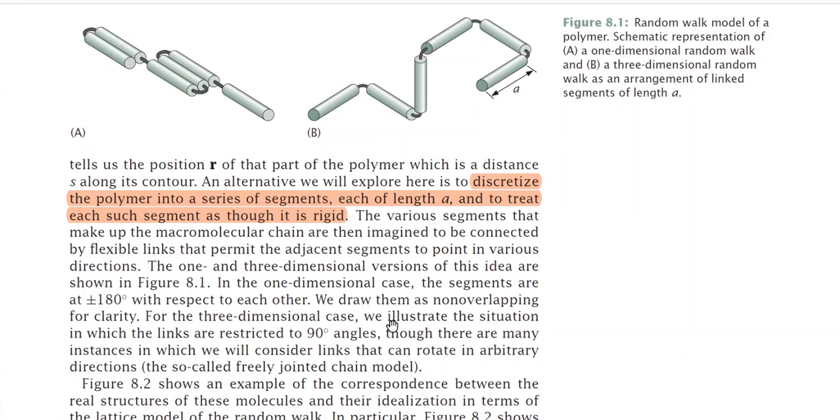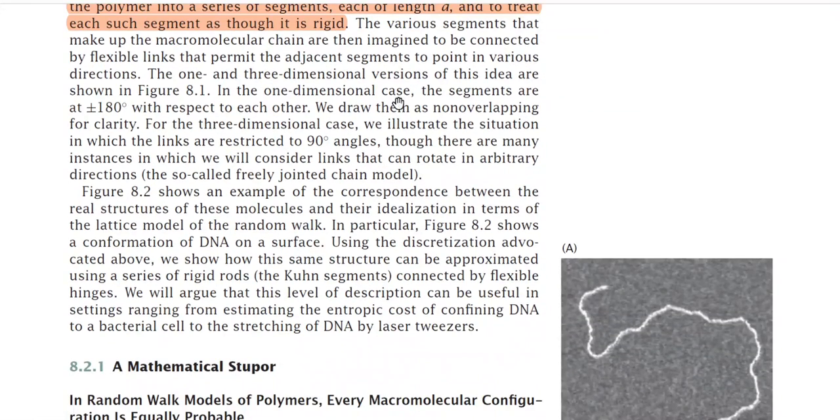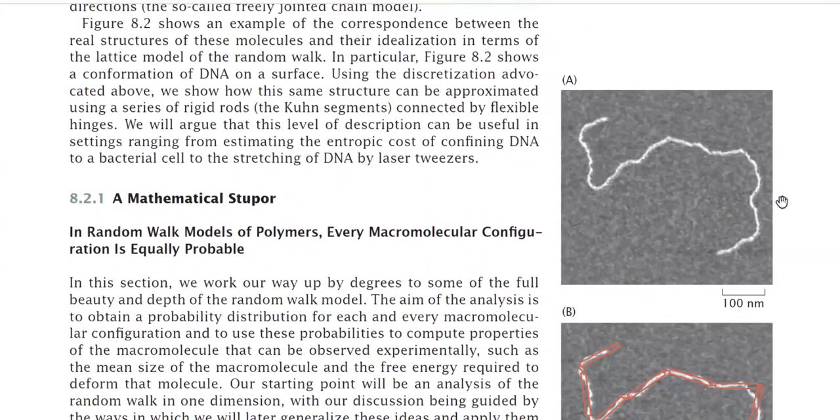For the three dimensional case, we illustrate the situation in which the links are restricted to 90 degree angles. So, you see here each of the segments is at 90 degrees with the others. Though there are many instances in which we will consider links that can rotate in arbitrary directions. Now, look at figure 8.2. This figure shows an example of the correspondence between the real structure of these molecules and their idealization in terms of the lattice model of the random walk. So, the model that we are going to describe is also known as the lattice model of the random walk.